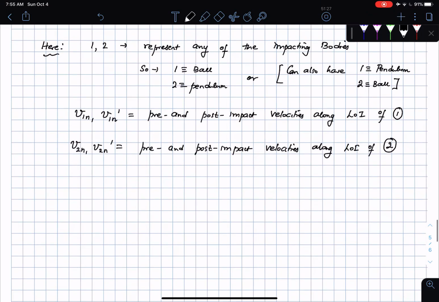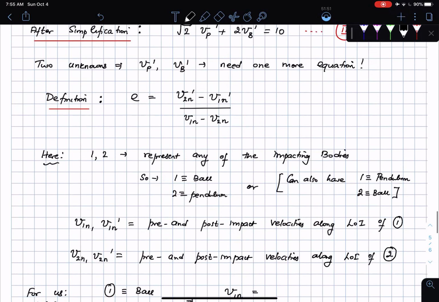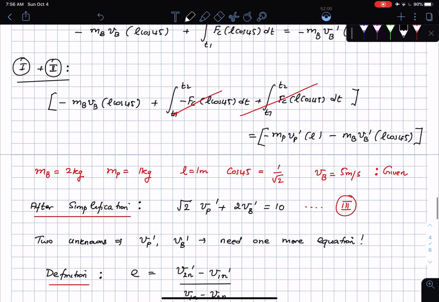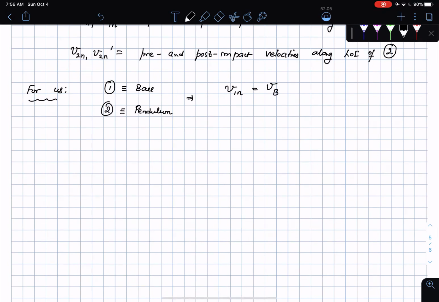So for us, I'm going to assume that 1 is the ball and 2 is the bob of the pendulum. Which means that if I look at V1n, what is the direction of V1n? This has to be along the direction of the positive line of impact. Make sure that you know what your positive and negative directions are. So if I go to my line of impact, I see that VB is along the line of impact. So this is for the ball, so this is going to be VB. What is V2n? V2n is 0 because the pendulum is initially at rest.